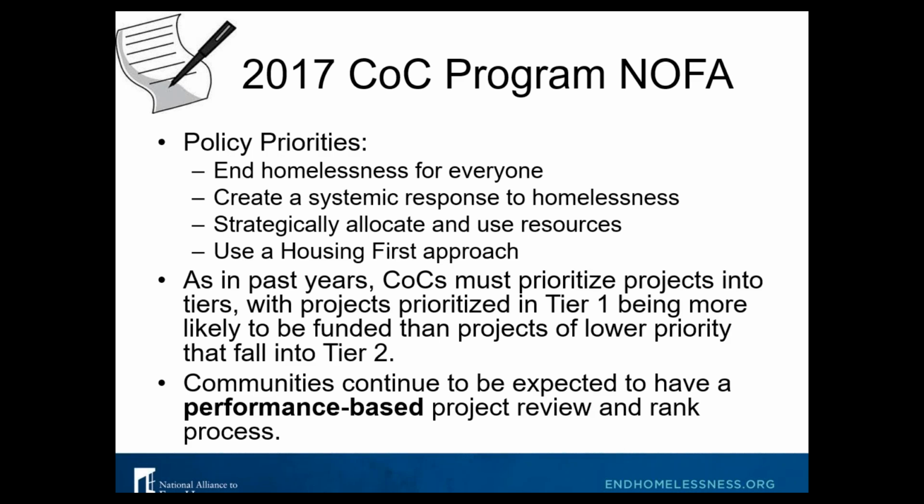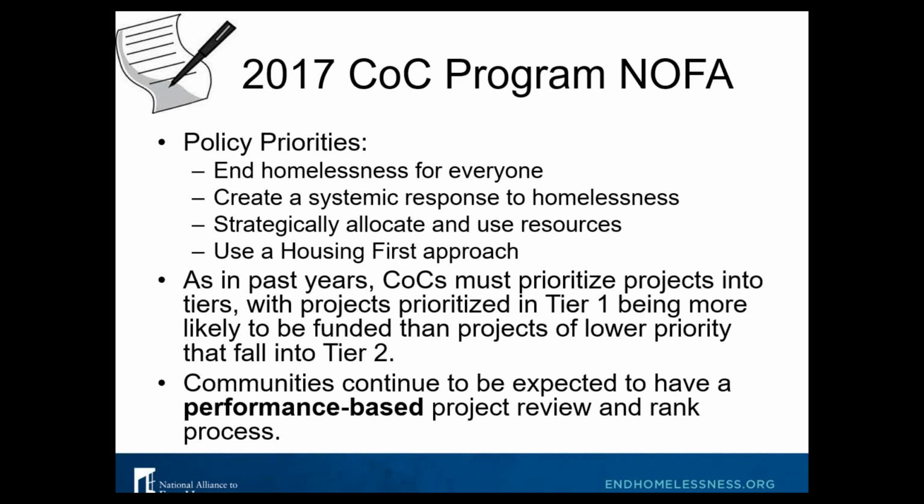So here are HUD's 2017 policy priorities. They haven't changed much from previous years, but they're a little bit more concise. So the policy priorities are to end homelessness for everybody, create a systemic response to homelessness, strategically allocate and use resources, and use a housing-first approach.